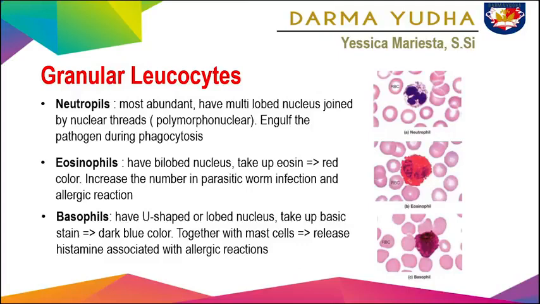The second one is the eosinophils. They have a bilobed nucleus. They take up eosin, which is the red color in the picture. Their numbers increase in parasitic worm infections and allergic reactions. The third one is the basophils. Basophils have a U-shaped or lobed nucleus, and they take up basic stains, like the dark blue color. Together with the mast cells, they release histamine associated with allergic reactions.